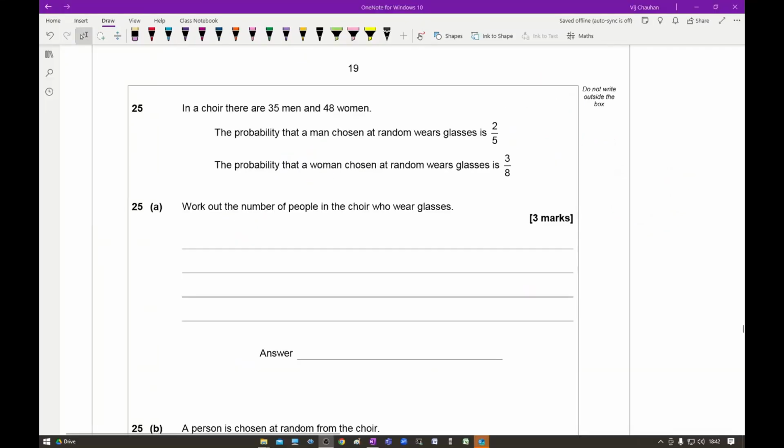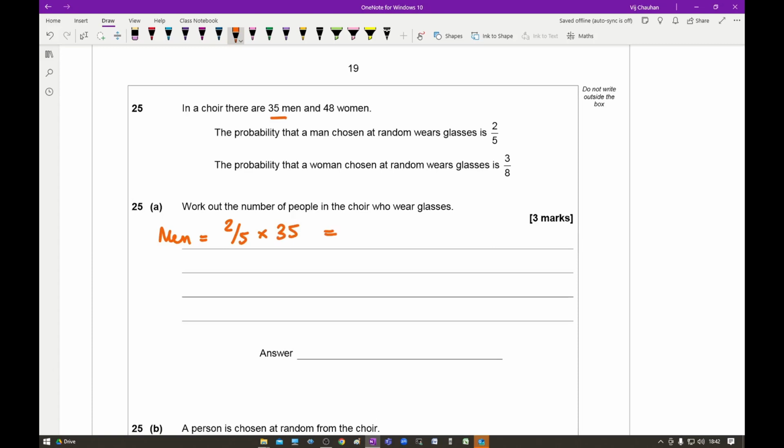Now, moving on to question 25, it says in a choir there are 35 men and 48 women. The probability that a man is chosen who wears glasses is 2/5, and the probability that a woman is chosen at random wears glasses is 3/5. And for 25A, it's asking us to work out the number of people in the choir who wear glasses. So for this, what we need to do first, in terms of the men, is multiply 2/5 by 35.